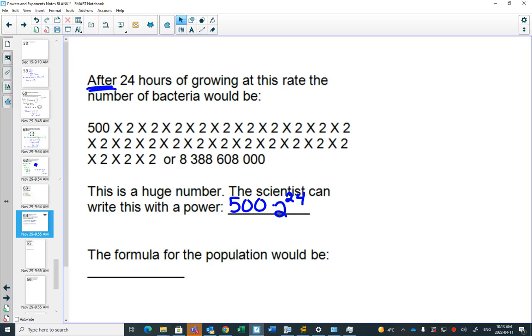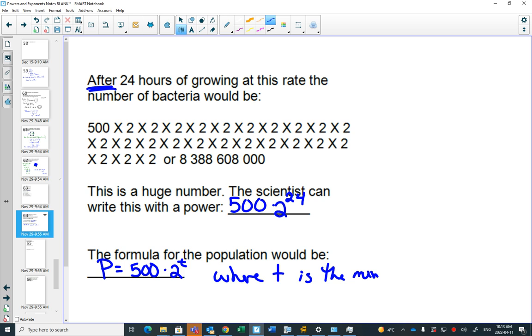Okay, we'll do our formula first, and then I'll teach you how to make a mini golf course on a smart board. The formula for the population would be: population equals 500 times 2 to the T, where T is the number of hours. When did we start? Number of hours after 8 o'clock.